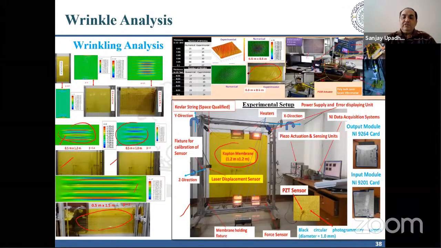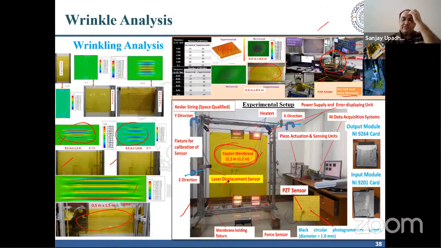First, for getting confidence, we did a small experiment here. This is a Polytec laser vibrometer, where we did 0.5 meter by 0.5 meter. And after getting successful results, we developed a 1.2 meter by 1.2 meter setup in our smart material and structure labs. Here are the Kapton membranes and the laser displacement sensor. With the help of this laser displacement sensor, we can easily measure the wrinkle wavelength and amplitude. The piezo actuation sensing unit is here.